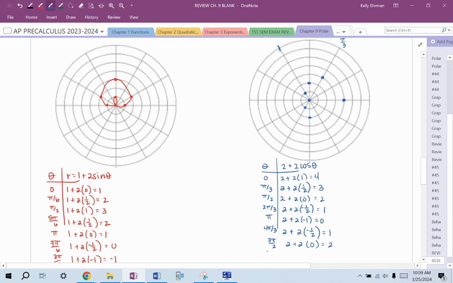And finally, if you did 5 pi over 3, we'd be at 2 plus 2 times positive 1/2. Cosine's positive down there. So that's 3. And then if I put in 2 pi, we get the same thing as 0. So this graph generates like this. Call this a cardioid because it kind of looks like a rounded heart. So that would be that graph.